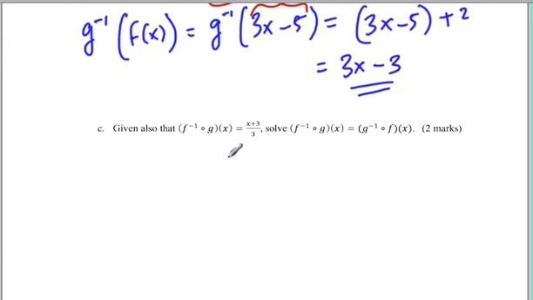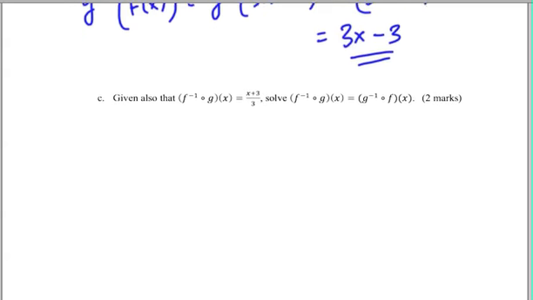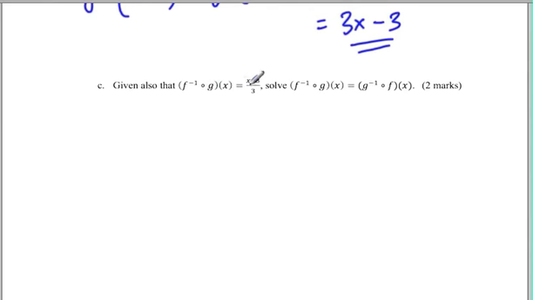Let's do C. Given also that f inverse of g of f of x is that, and solve. So basically, set this equation equal to that equation over there. They're telling us what f inverse of g of f of x is. So they're saying that's equal to x plus 3. So this side over here is x plus 3 over 3. Now what about this side?